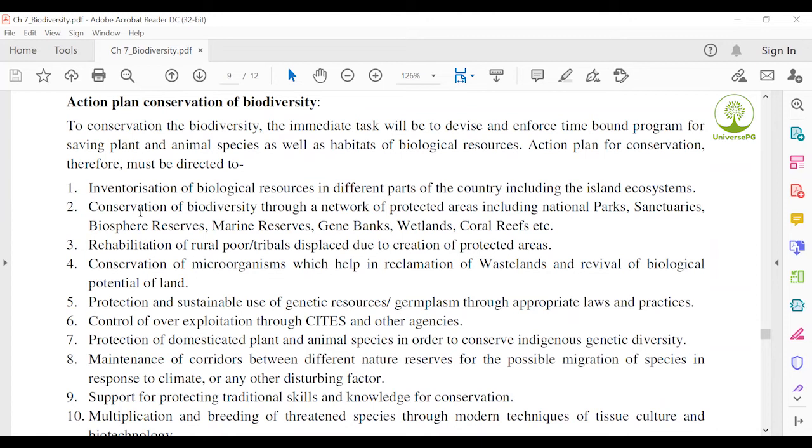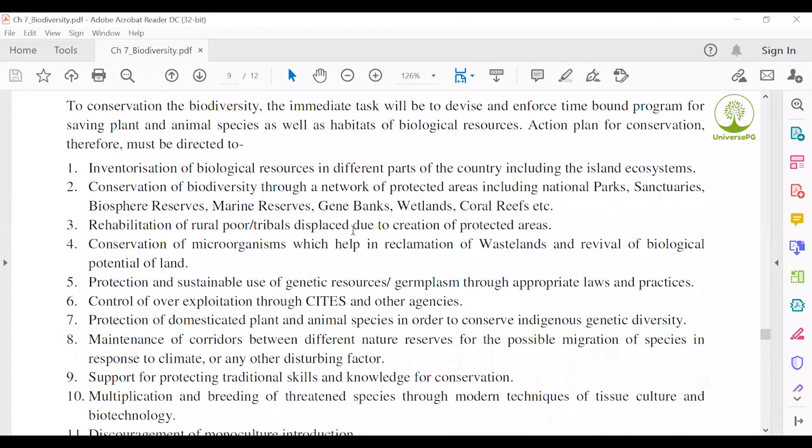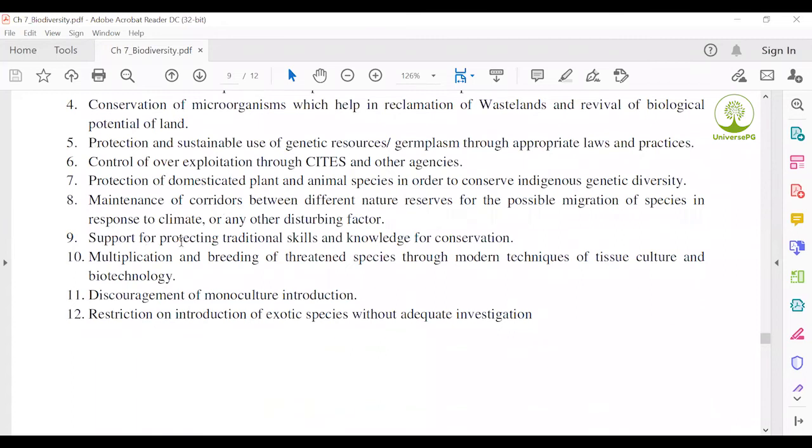Some action plans are needed. First, inventorization of biological resources in different parts of the country, including the island ecosystem. Conservation of biodiversity through a network of protected areas, including national parks, sanctuaries, biosphere reserves, marine reserves, gene banks, wetlands, coral reefs. Rehabilitation of rural poor habitats displaced due to creation of protected areas. Support for protecting traditional skills and knowledge for conservation. Multiplication and breeding of threatened species through modern techniques such as tissue culture and biotechnology.